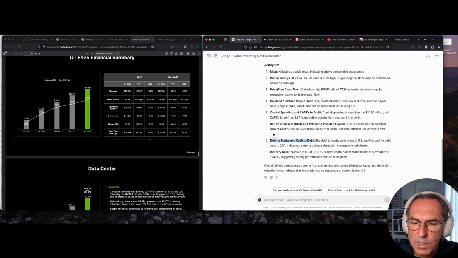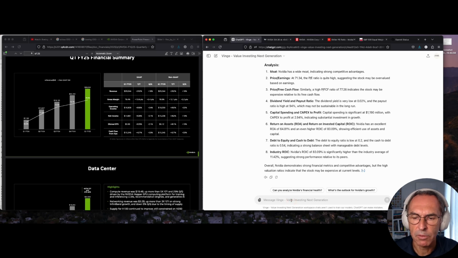In terms of solvency, debt to equity and cash to debt look very nice. I must say, I don't think that Nvidia will go bankrupt. And also one thing that we have added in Vinge is to compare the company's ROIC with the industry average ROIC, which is 11.42%.